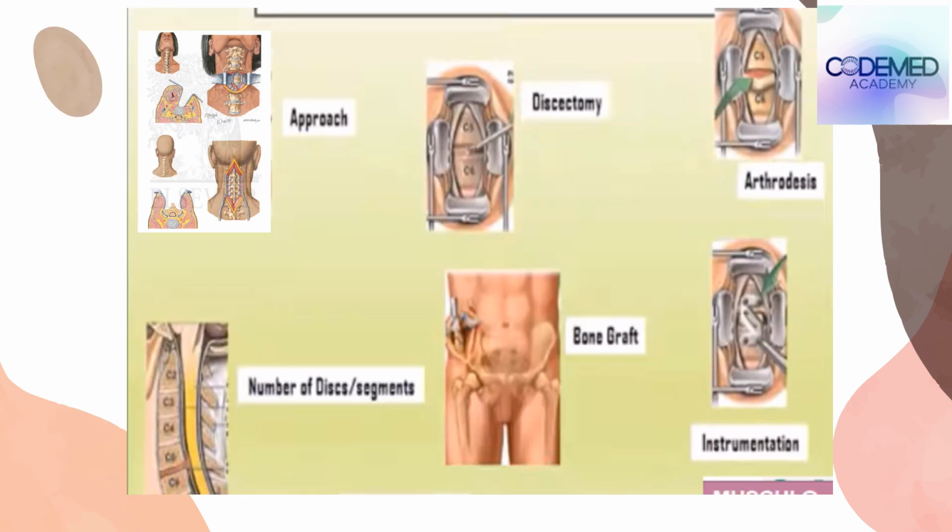Now some more terminology. The first is approach. So when we are doing the surgery on the vertebral column, we approach the vertebral column either from the front, which is called the anterior approach, or from the back, which is called a posterior approach. Then discectomy is removal of the disc. Arthrodesis, that is, you fuse both the vertebral segments together, which is called arthrodesis. Number of the disc or the segment, that is the interspace and segment that we have seen. Bone graft and instrumentation. So we will see each one by one.